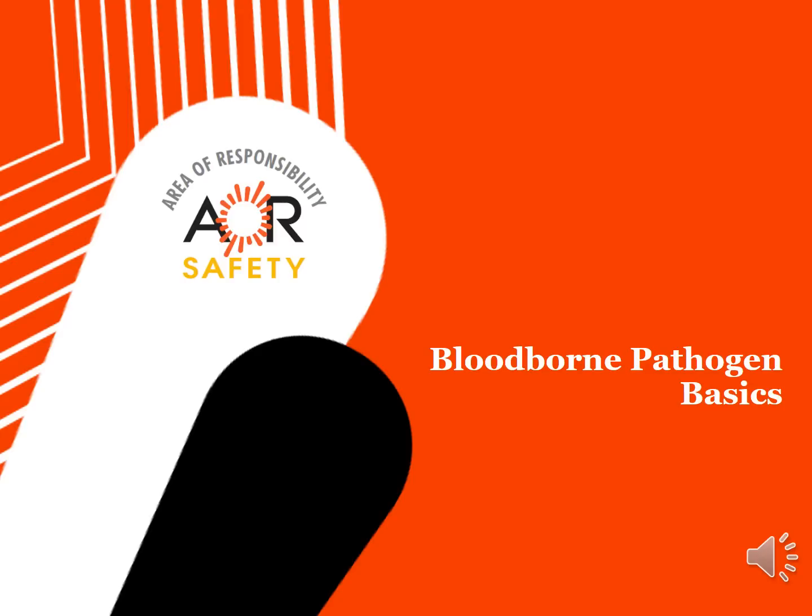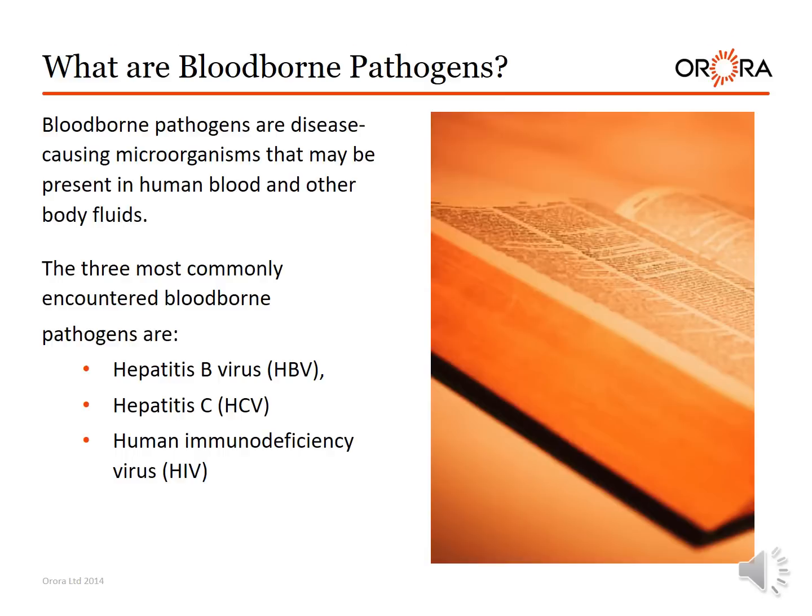Bloodborne pathogen basics. What are bloodborne pathogens? Bloodborne pathogens are disease-causing microorganisms that may be present in human blood and other body fluids. The three most commonly encountered bloodborne pathogens are hepatitis B virus, HBV, hepatitis C, HCV, and human immunodeficiency virus, HIV.